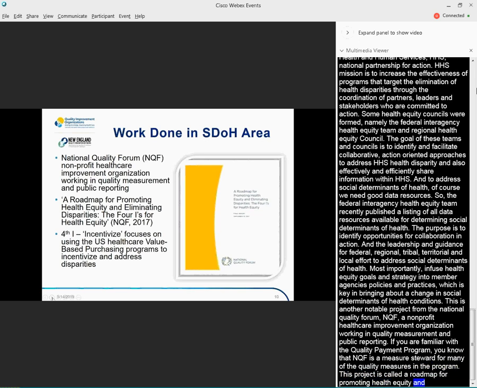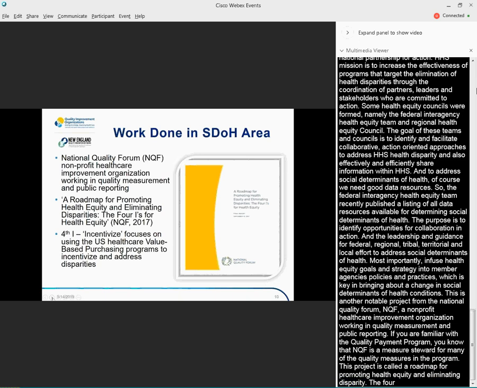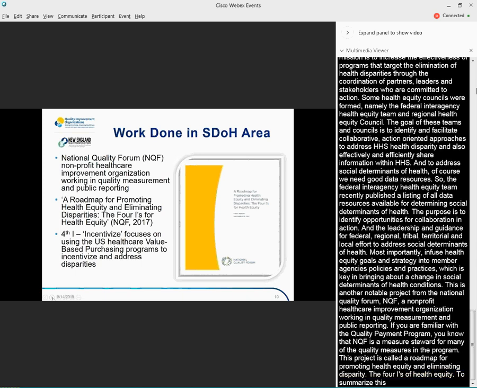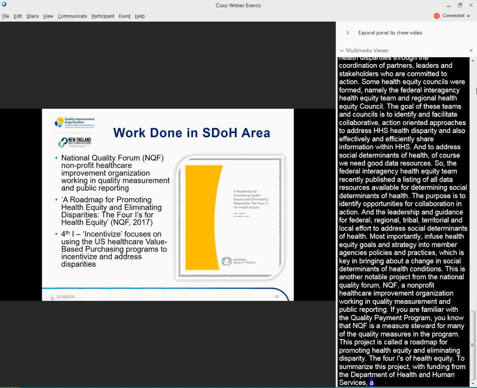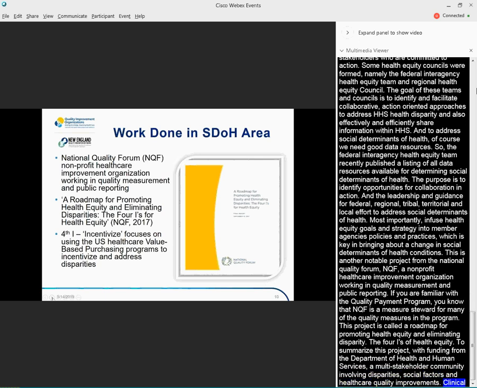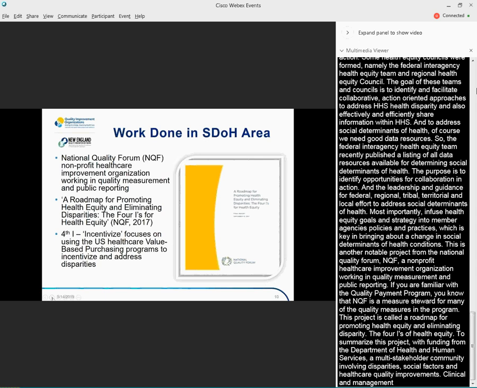To quickly summarize this project, the National Quality Forum, with funding from the Department of Health and Human Services, convened a multi-stakeholder committee comprising experts in disparities, social risk factors, healthcare quality improvement, clinical and measurement expertise to develop a roadmap that demonstrates how performance measurement and its associated policy levers can be used to eliminate disparities.